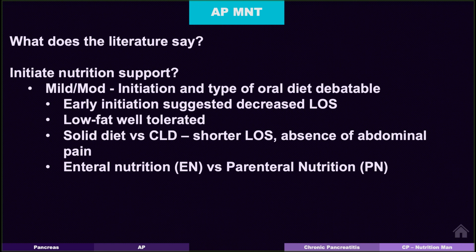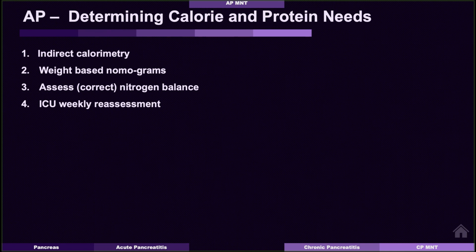Next, we'll look at determining calorie and protein needs. Indirect calorimetry is the gold standard for determining resting energy expenditure in the critically ill population, and we need to determine that to see what their needs are at this time. Again, think about how they've been in this hypermetabolic state. However, if that is not available, you're able to use a weight-based nomogram.